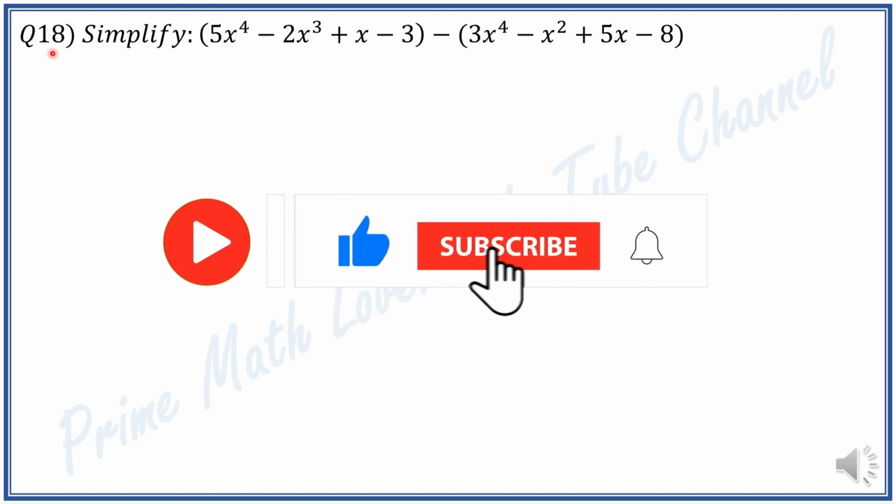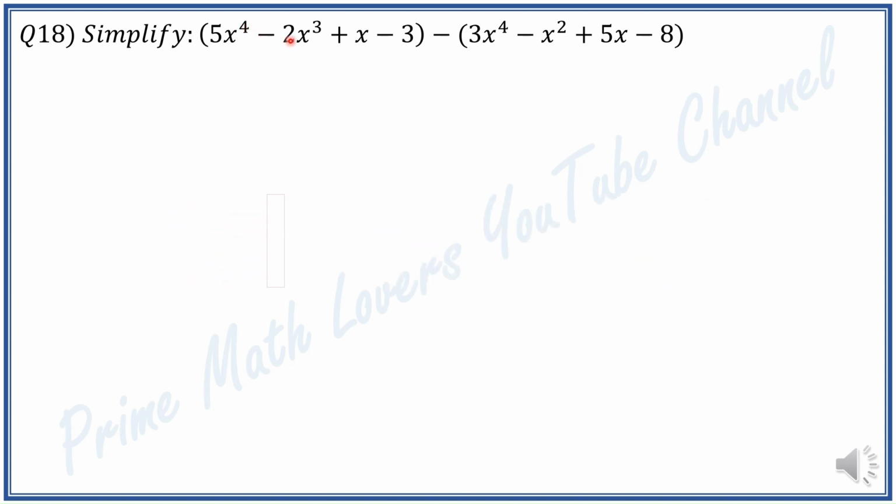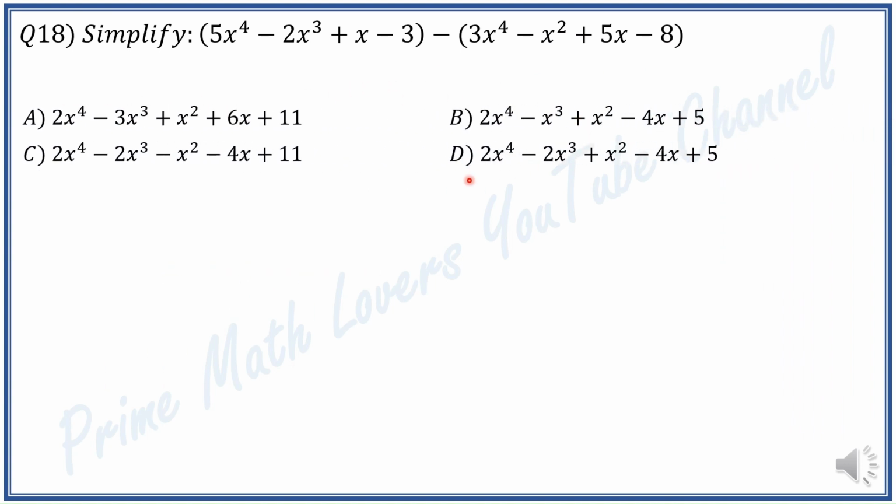Question 18. Simplify 5x to the power of 4 minus 2x cubed plus 4 minus 3 minus 3x to the power of 4 minus x squared plus 5x minus 8. And these are the answers. We need to choose one of them.